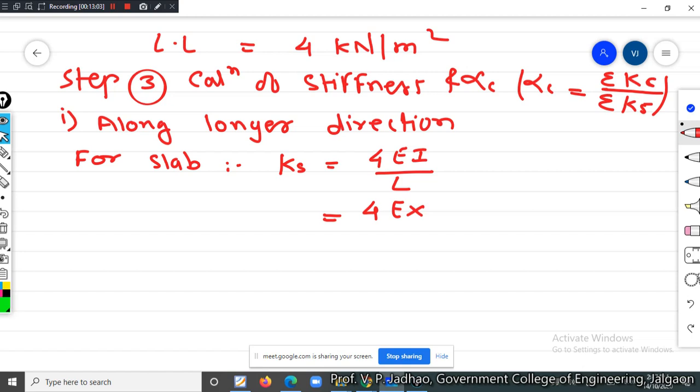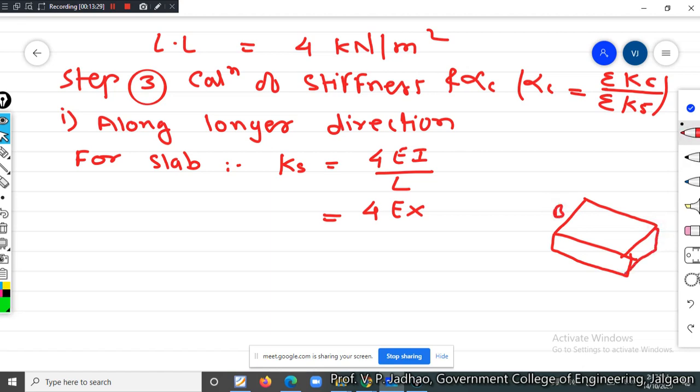Definitely, if this is your slab panel, then this will be B, and this is your slab with the depth given like this. The depth of your slab is given like this.